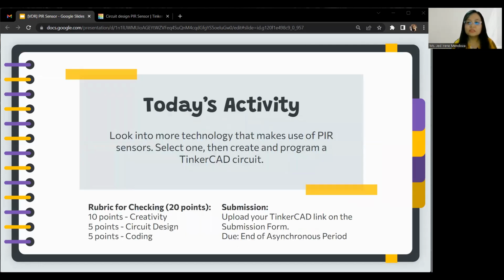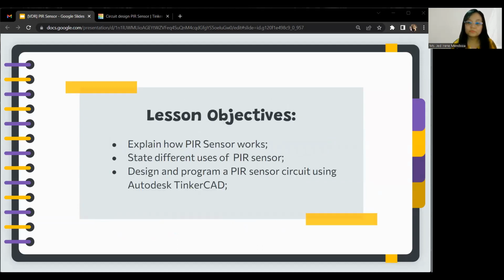Now, for your activity, I want you to look into more technology that uses PIR sensors. I want you to select one, then create a program and design a Tinkercad circuit. This activity is worth 20 points, and this is how you will be graded. 10 points for your creativity, 5 points for your circuit design, 5 points for your coding. And then for the submission, you have to upload your Tinkercad link on the submission form. Due date will be on or before the end of the asynchronous period.